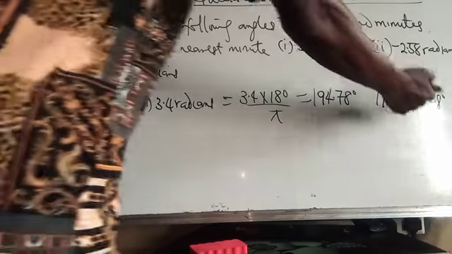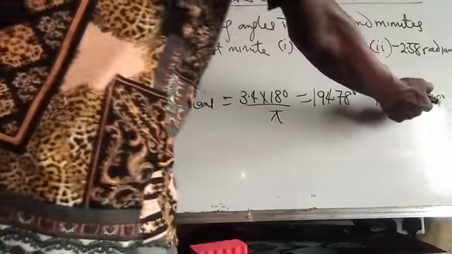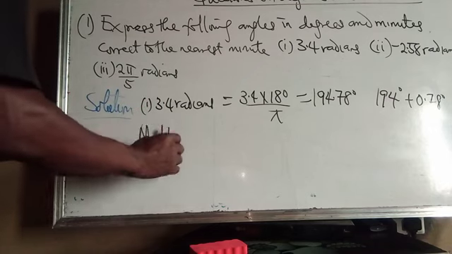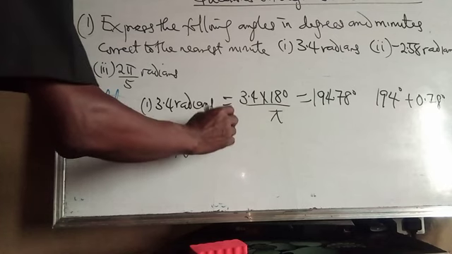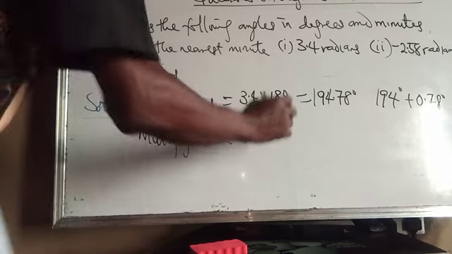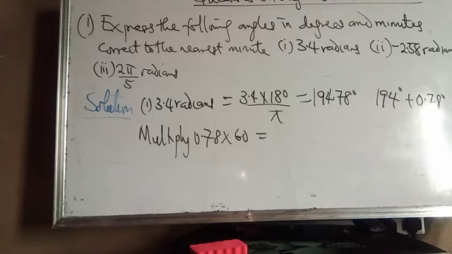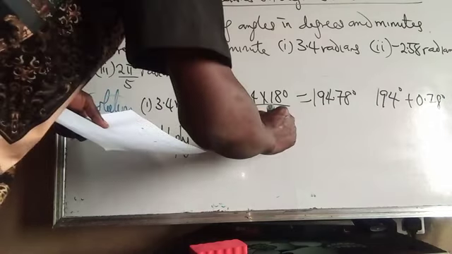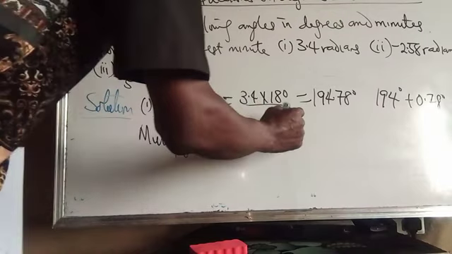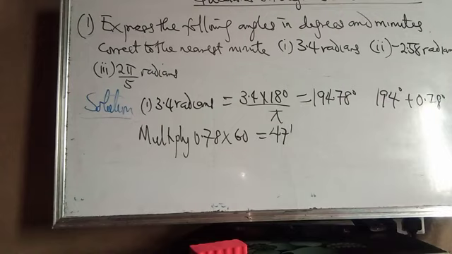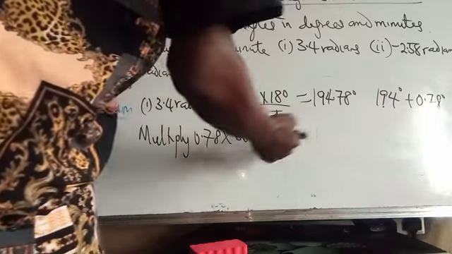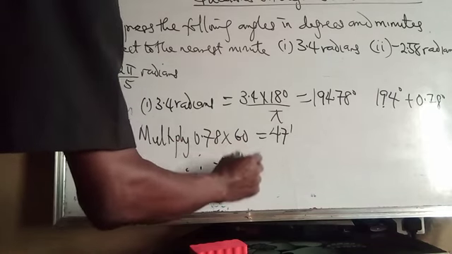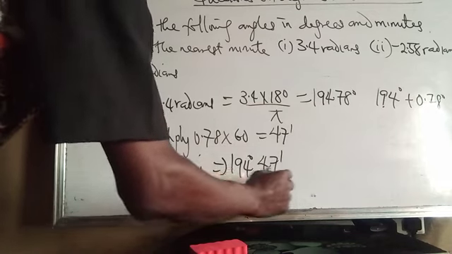So how do you now get the minute conversion of this? Just multiply what you have here by 60. So you multiply 0.78 by 60. By the time you multiply that, you are going to have 47 minutes. So writing these together, that means 194 degrees 47 minutes. You can try that.